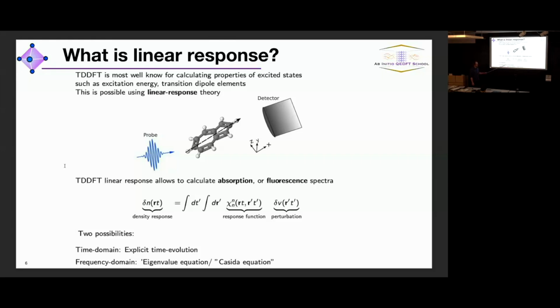We call this time domain, so solving it in the time domain. But there's also a different way to do it, which is to solve it in the frequency domain. The nice thing here is that we map this problem onto an eigenvalue equation. I will get to that, but we will have to solve what is called the Casida equation. That is a matrix equation. And then you just diagonalize that matrix, and the eigenvalues are the energies, so the poles of your response function. And the eigenvectors give you information about the amplitudes. So that's an alternative way.